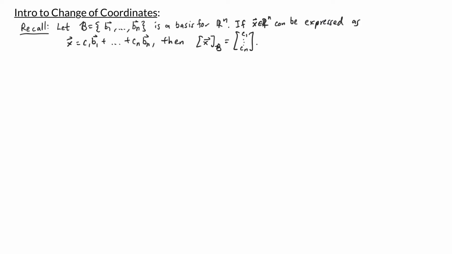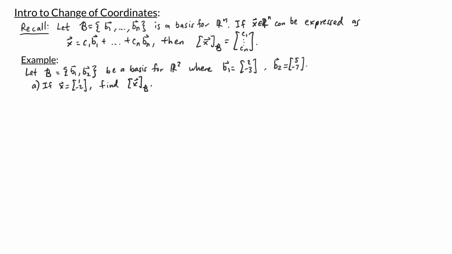Let's start by looking at an example. In this example, we have a basis B for R2 consisting of vectors b1 and b2, where b1 is 2, -3, and b2 is 5, -7. In part A of this example, we have the vector x equals 1, -2, and I want to find the B coordinate vector for x. So if I want to find the B coordinates for x, I would need to be able to write x as a linear combination of the basis vectors b1 and b2.